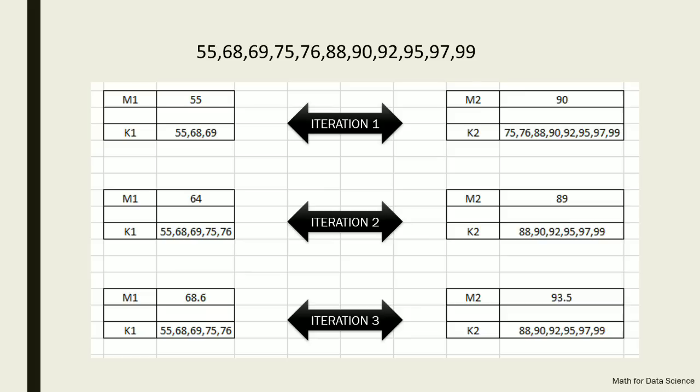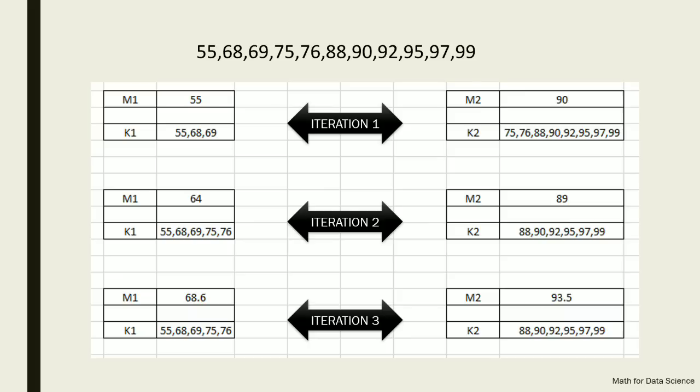Now I take the mean of 55, 68, 69 and calculate the centroid, and it comes out to be 64. Similarly, I calculate the centroid of the data points in K2. It comes out to be 89. Now, again, I go back to my original data set. I calculate the distances of the original data points, that is 55, 68, 69, 75 and so on, from 64, and create the new clusters. Again, I see that my K1 becomes 55, 68, 69, 75, 76 and all the other numbers are closer to 89. This means I now have two clusters, K1 and K2, with different numbers.